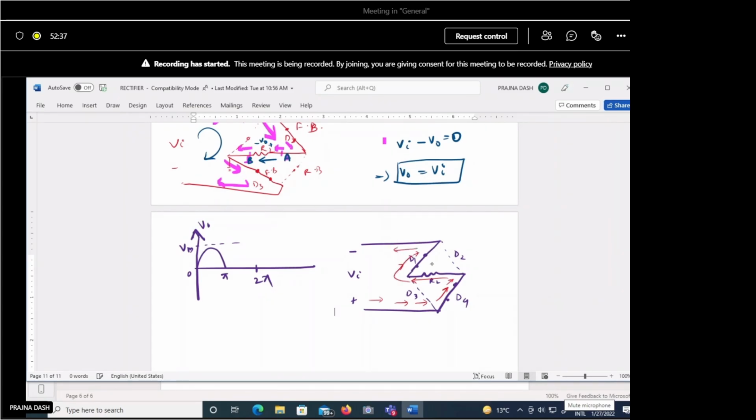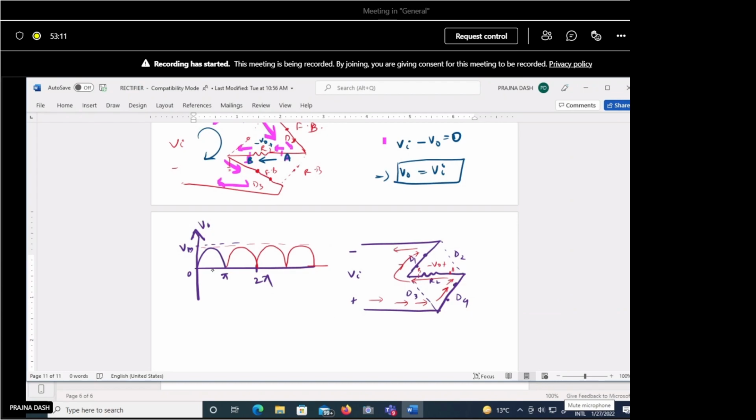So across the load, we have to calculate V naught and its direction. As the current is moving from this point, let's say this is A and this is B, from A to B the current is moving. So this is the positive, this is the negative, and we get the same amount of Vi. In the next half cycle also we get the same Vi. In this way, the waveform will vary in both half cycles, so we get the same type of output waveform here.